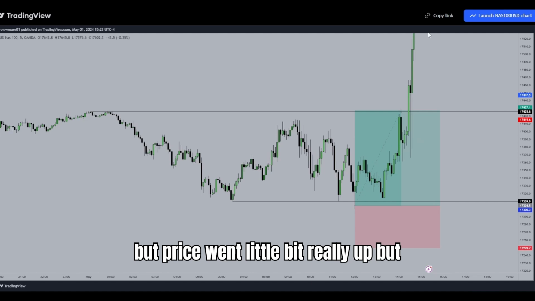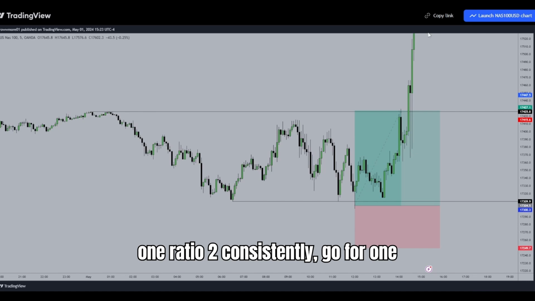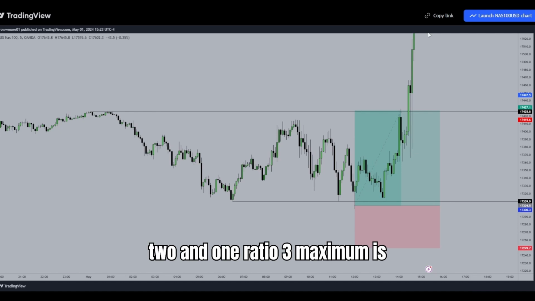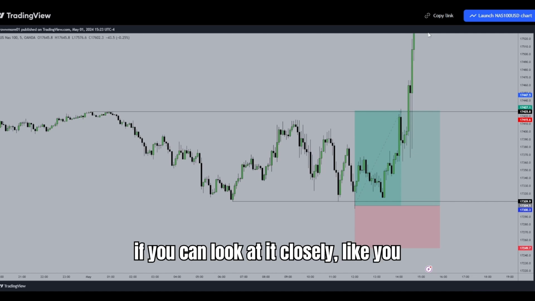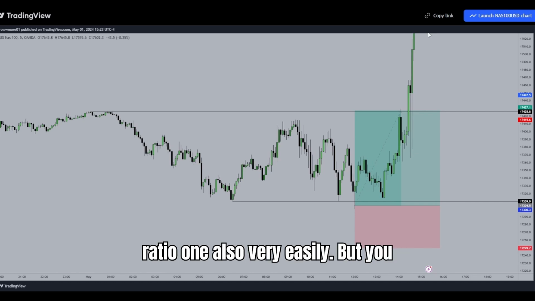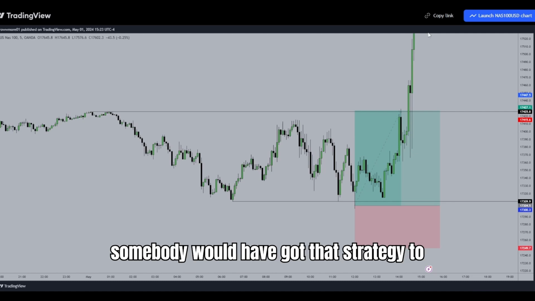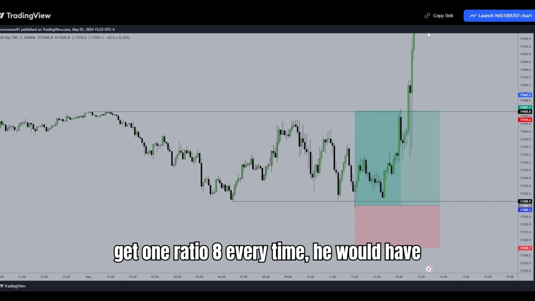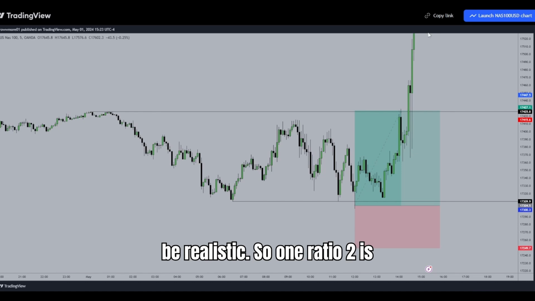Price went a little bit further up, but it is what it is, because if you can get 1:2 consistently, go for 1:2 only. Don't go for 1:5 or 1:6, because 1:2 and 1:3 at maximum is consistent. You can get 1:2 very easily, or even 1:1 very easily, but you cannot get 1:8 every time. If somebody had a strategy that got 1:8 every time, he would have been a billionaire or something like that, but it's not possible. So let's be realistic. 1:2 is a realistic target.